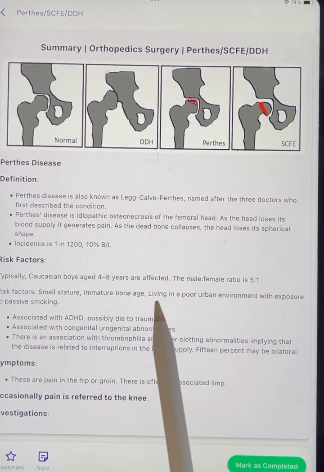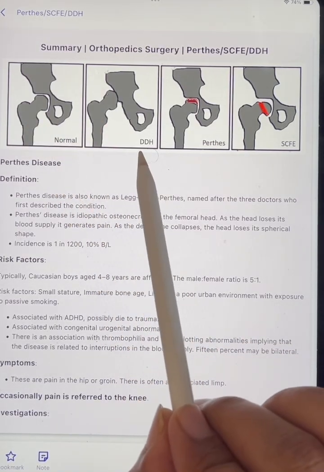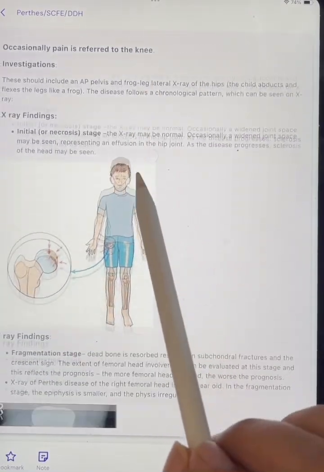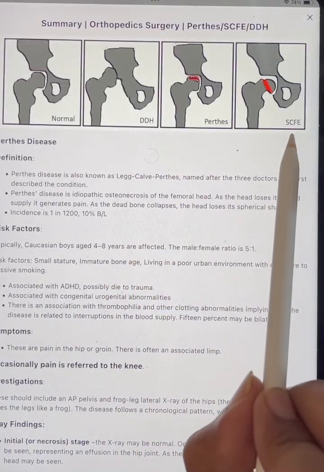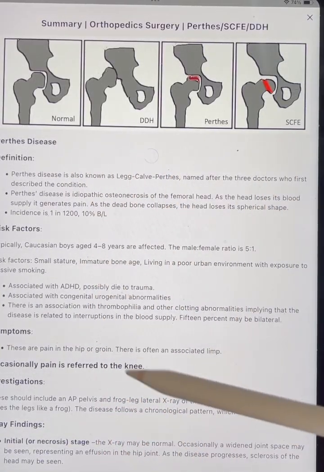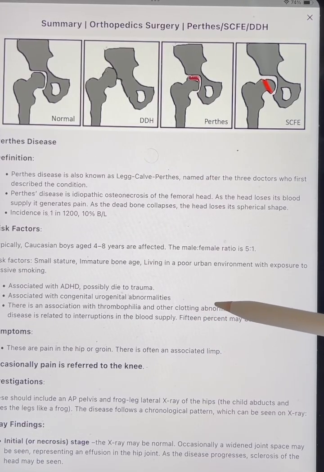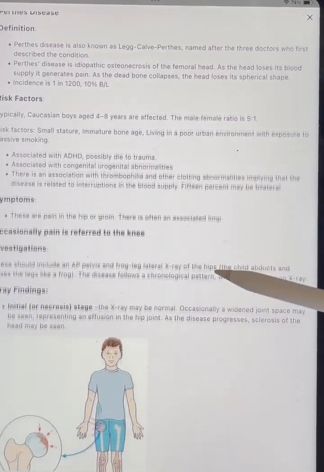Now let us see what this Perthes disease is. Summary of orthopedic surgery. This is a normal hip, and this is DDH. So we will see the conditions in pediatric patients: Perthes, slipped capital femoral epiphysis, normal, and developmental dysplasia of the hip joint, also called congenital dislocation of the hip.